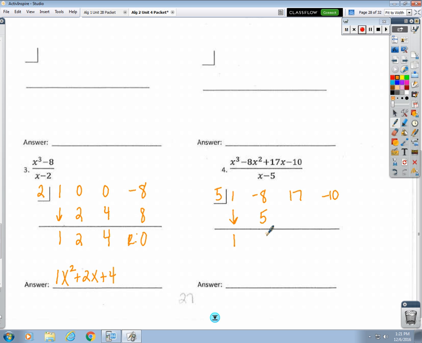Negative 8 plus 5 is negative 3, though. And then we multiply it by the box number, and that gives us a negative 15. And when we combine those, we get a positive 2, and we multiply that by the box number, we get a, right? And so what does your answer look like? Correct. Okay, go ahead and flip to the next page.